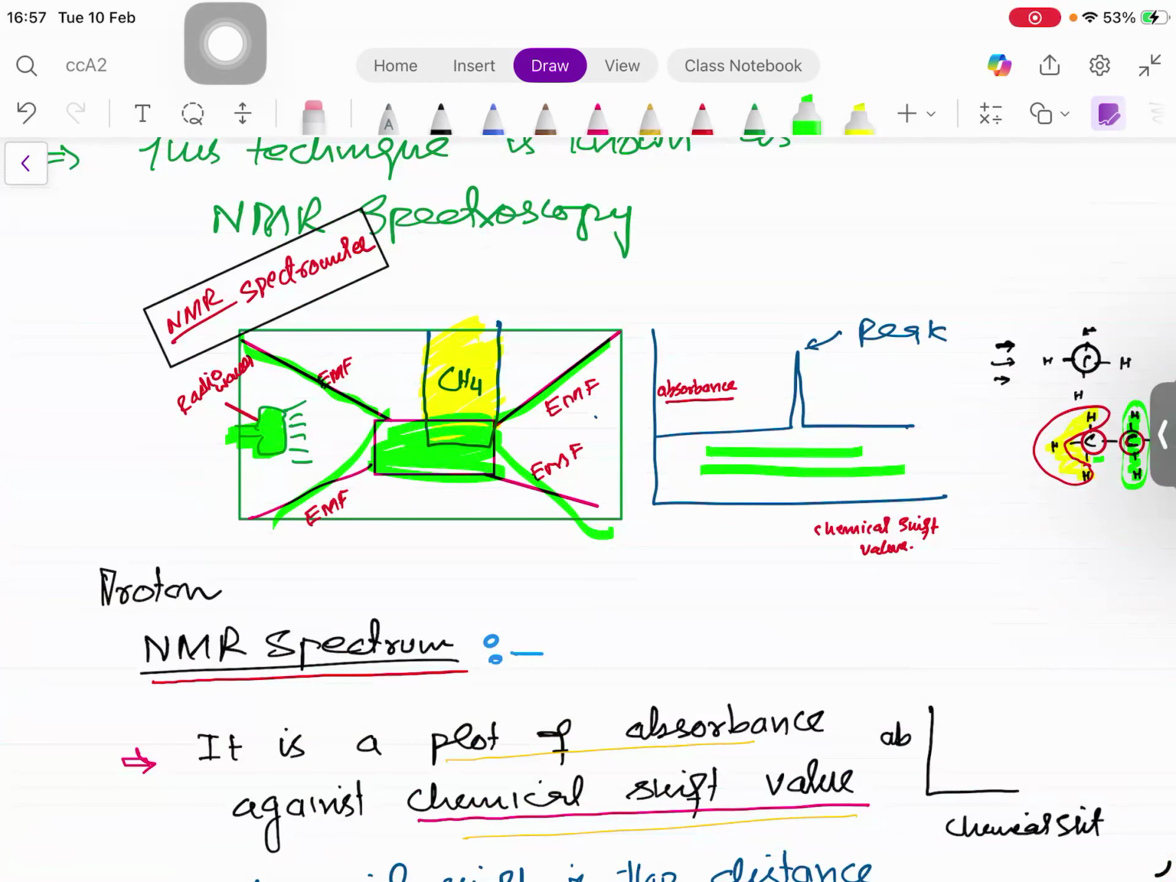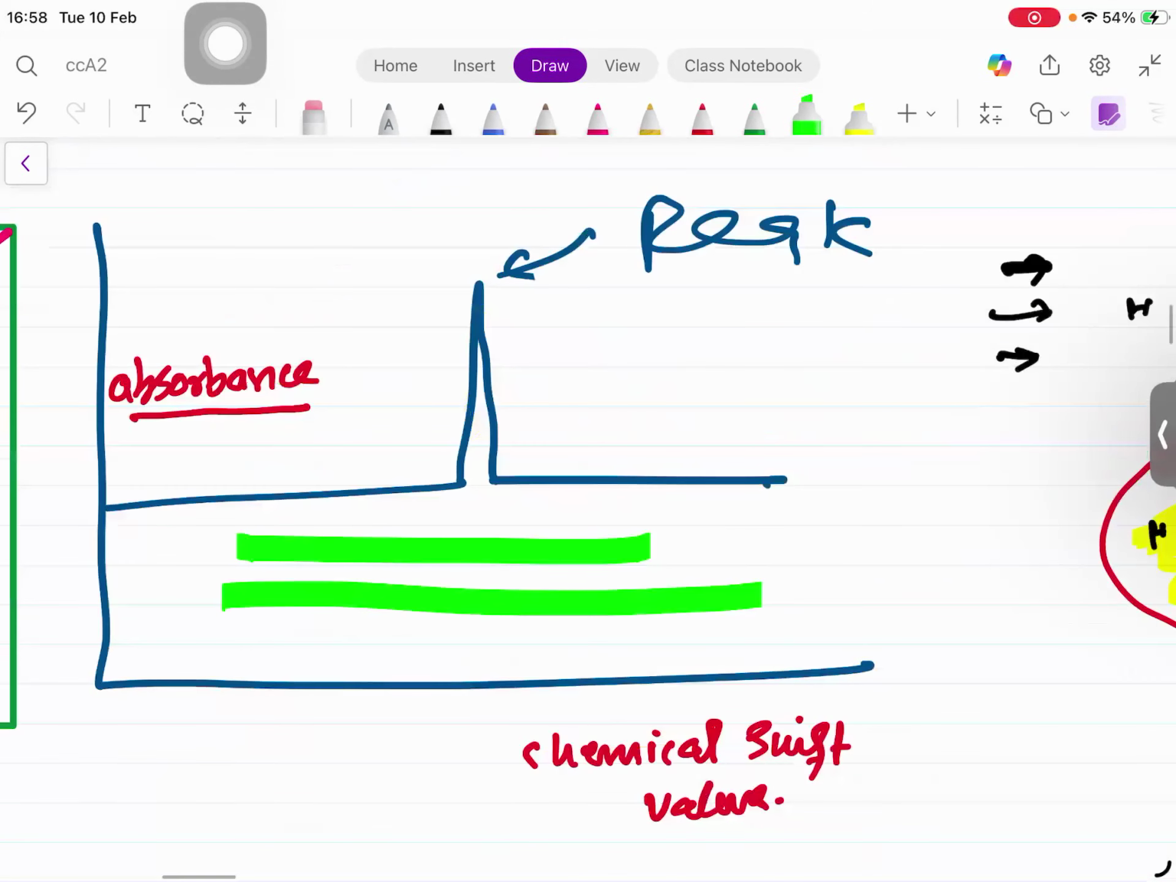Now, the next question: the basic technique is understood. What about the NMR spectrum? The NMR spectrum, the one here, we are now going to focus on this.